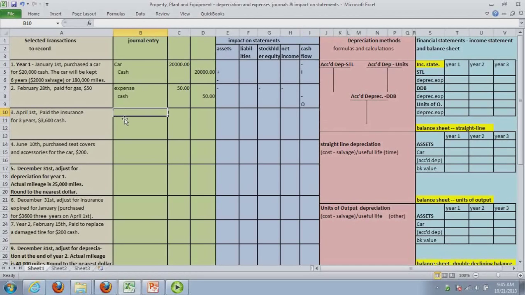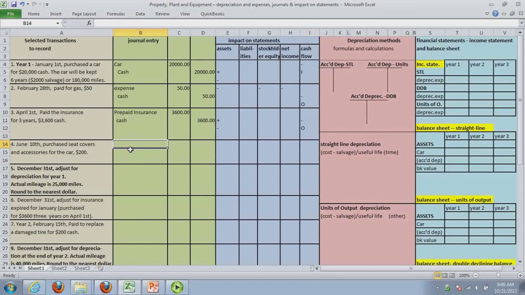Next we have prepaid insurance. We went ahead and paid it for 3 years. So clearly we need an asset account. So prepaid insurance, and we're lowering cash. Again, it's no surprise, this is another asset exchange. And this has a lot of asset exchanges going on. And for cash flow purposes, prepaids are operating.